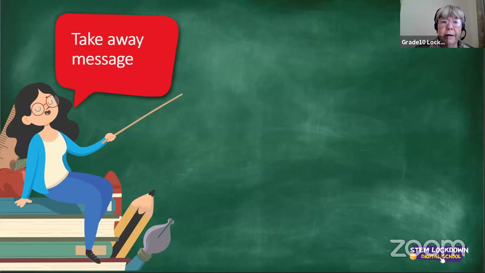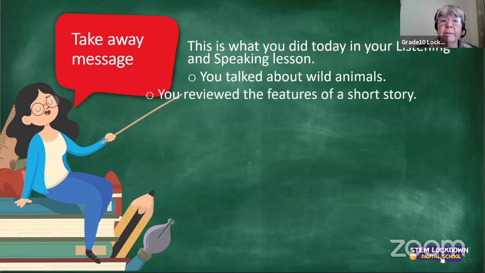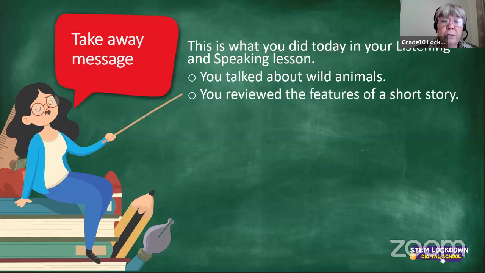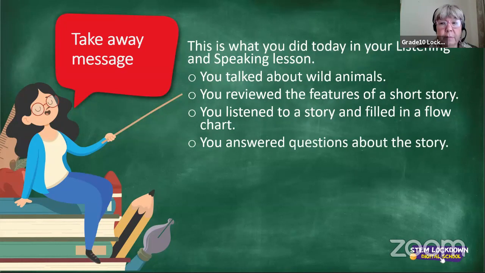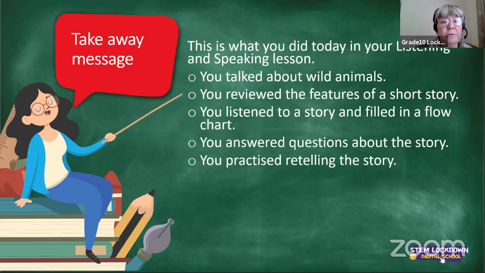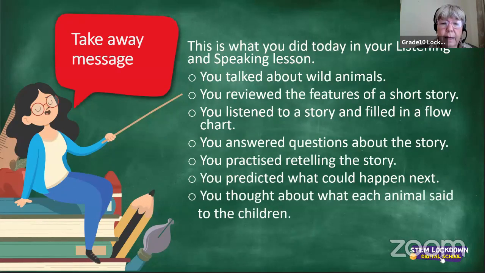Got some more ideas for you now. Just let's go over what our busy lesson today was all about. This is what you did today. You talked about wild animals. You reviewed the features of a short story, 5 elements. You listened to a story and you filled in information on a chart. You answered questions about the story. You practiced retelling the story. You predicted what could happen next in the story. And you thought about what each animal said to the children. So that was a very busy lesson. And I think you did very, very well.